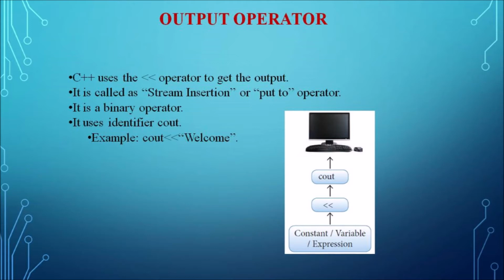This operator is also a binary operator. It has two operands. One is cout, a predefined identifier which displays the output on the monitor screen. The second operand may be a constant, a variable, an expression or a calculation, whatever it may be. Whatever is given on the right side of the operator will be displayed on the monitor screen. So these are the two operators, input and output, used in C++.